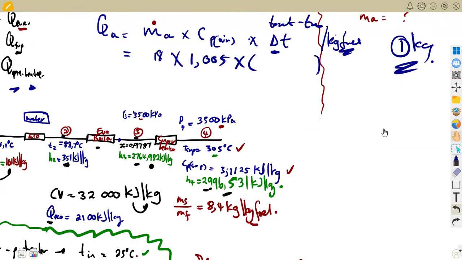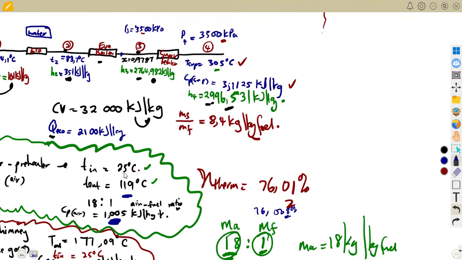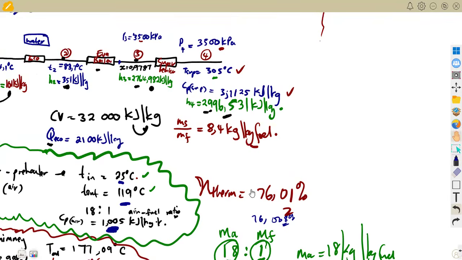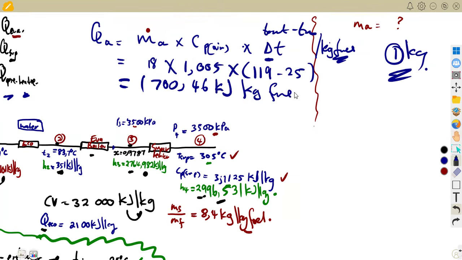So what is the input of the preheater? I mean the output of the preheater, 119. The input, 25. We subtract. So that's 119 minus 25. Guys, you must know this. All this information, you must know it. So that was going to give you 1,700.46 to 2 decimal places. That is kilojoules per kilogram fuel.